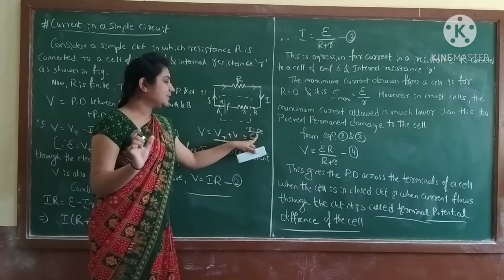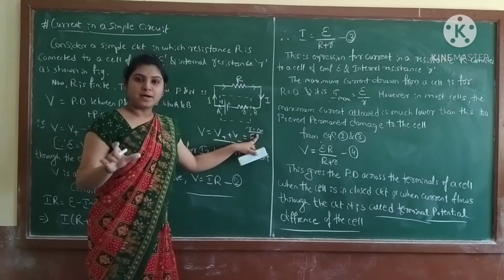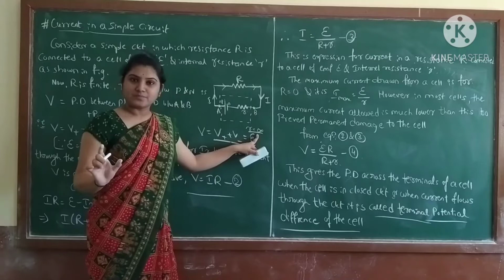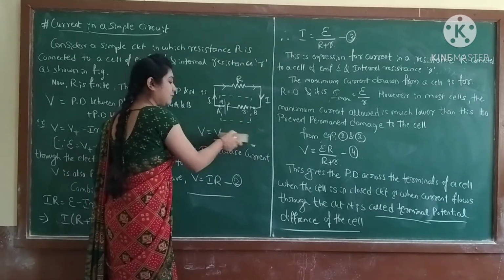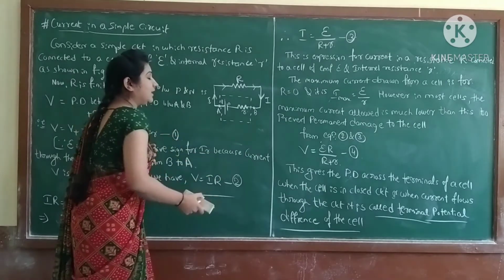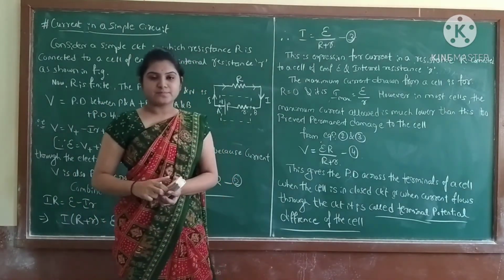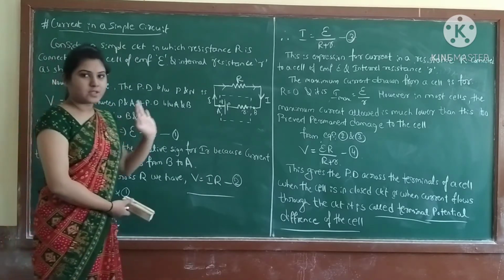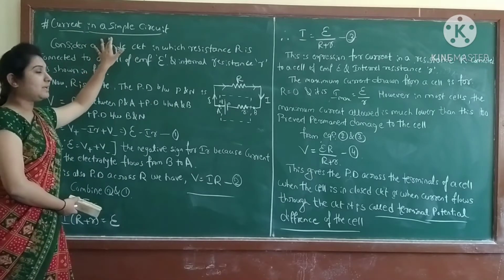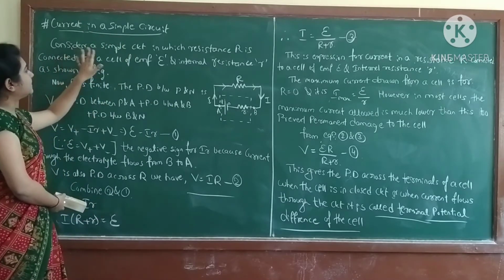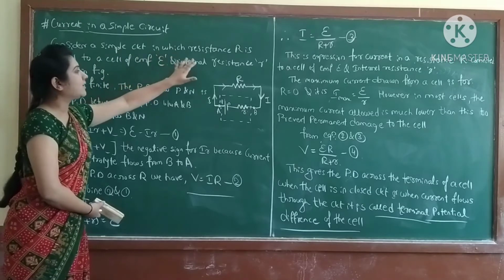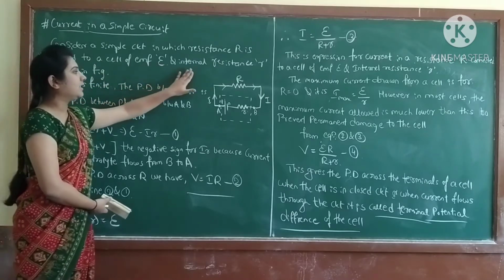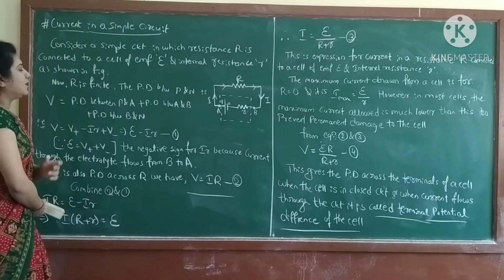Yes, in the previous case we considered R is infinite, but today we are taking the next condition, that is R is finite. So what will be the case if we consider the internal resistance as finite? See here, the condition will be the current in a simple circuit. The definition we gave is simply the heading. Then consider a simple circuit in which the resistance R is connected to a cell of EMF E and internal resistance r, as shown in the figure.